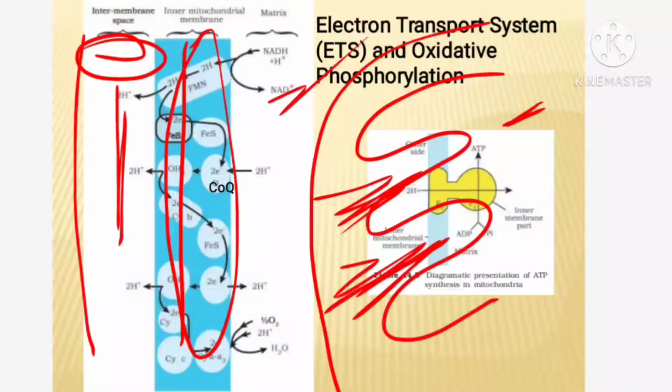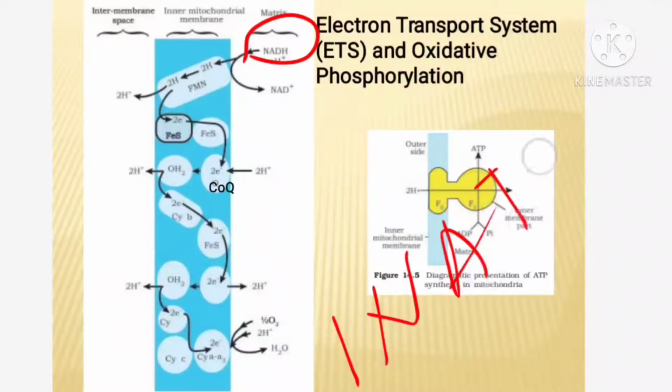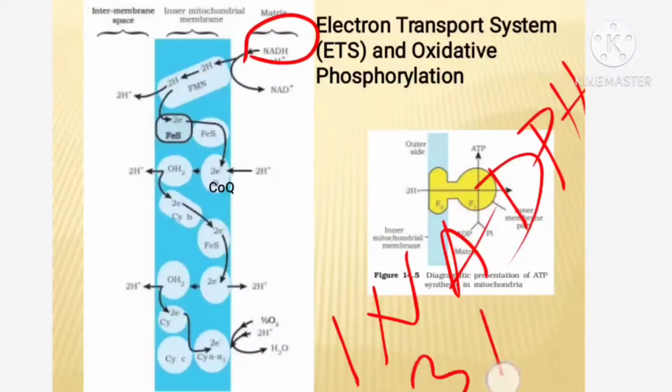Now, you see how the process is going to take place here. The electron transport system is going to take place. In the matrix, you can find NADH2 is present. It's produced in the Krebs cycle, as we have discussed. This NADH2 has to be converted to ATP. I told you 1 NADH2 is equivalent to 3 ATP molecules.